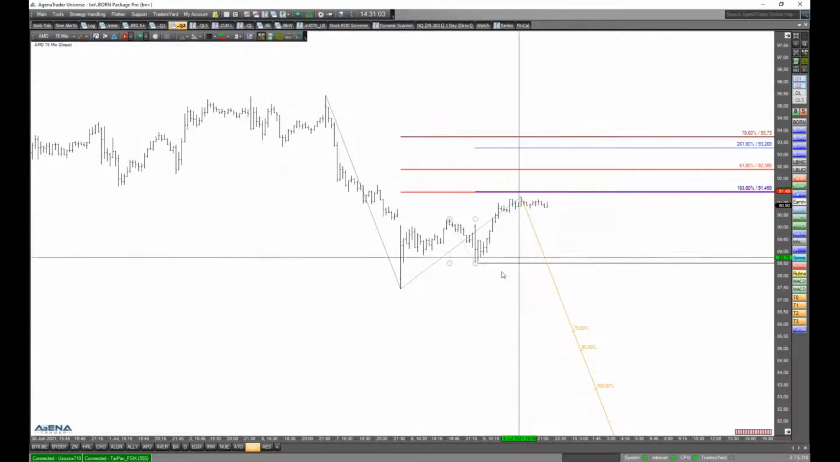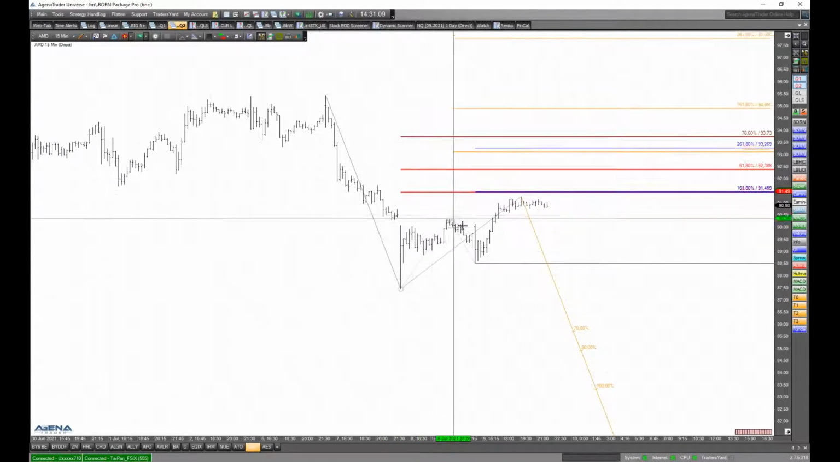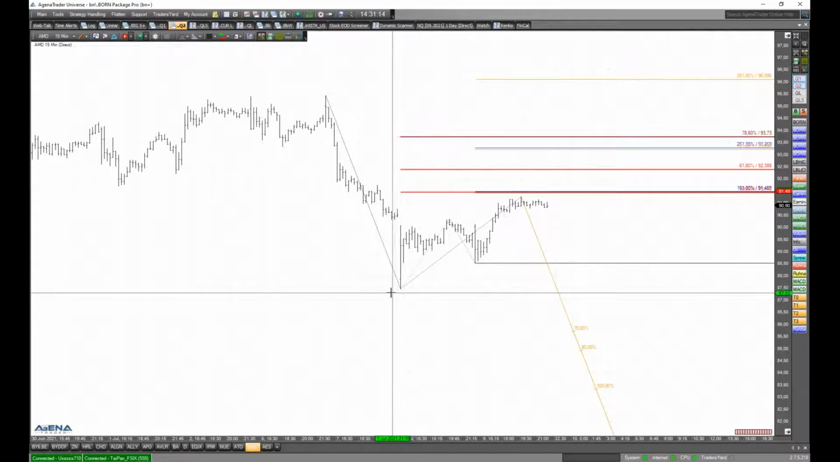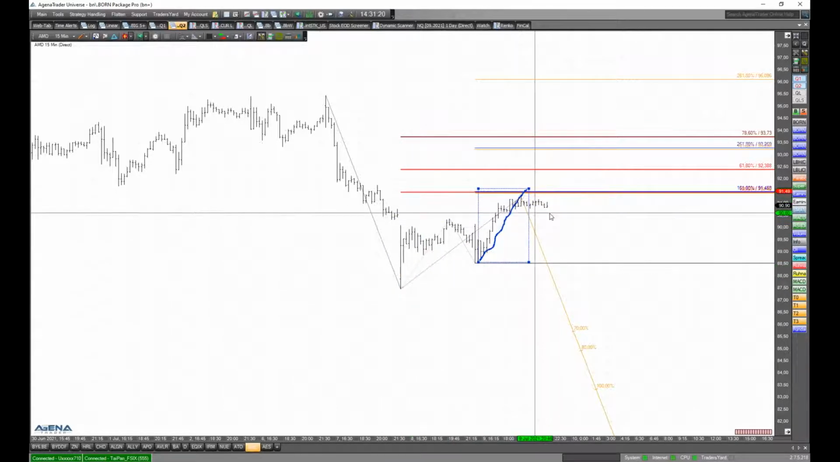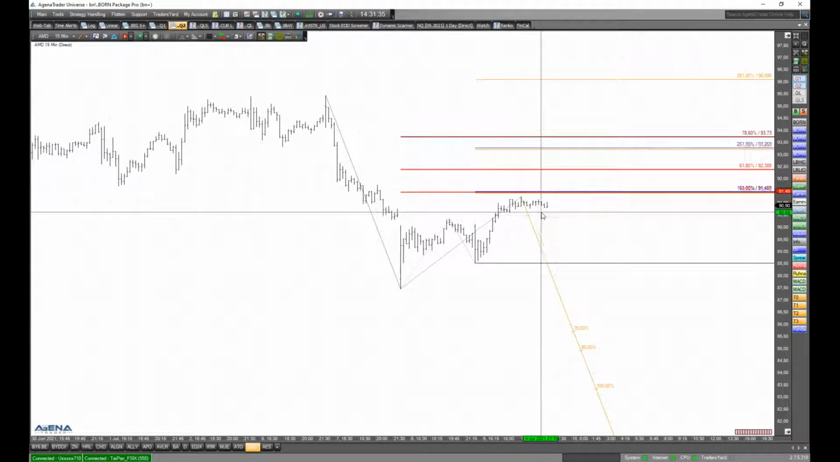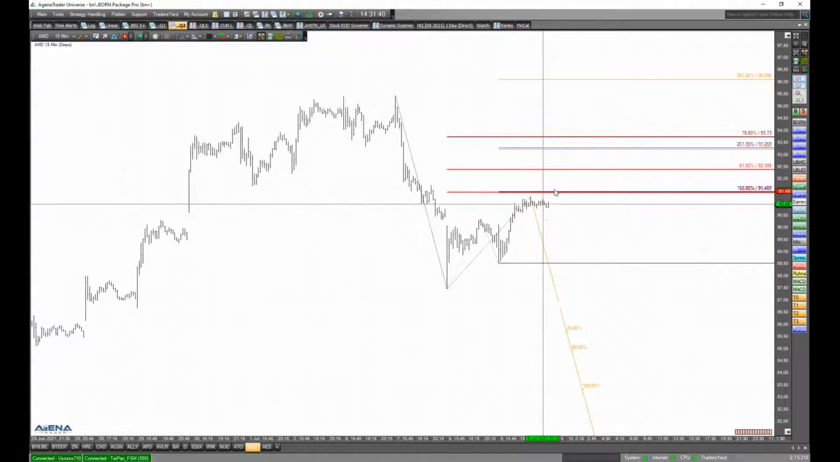We can, of course, measure something like symmetries. Symmetries are, for example, the first part of the up move, which was this part. We can measure this from that point here. And if you see that the same amount from that starting point is leading us to the yellow level here, which is nearly not visible in this case, you can see this is a 100% level, and it's exactly at the same level here. So we have already three levels at the same price level here. You can see the chances that the market will turn here may get higher and higher.